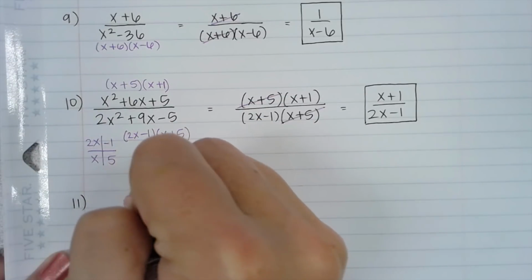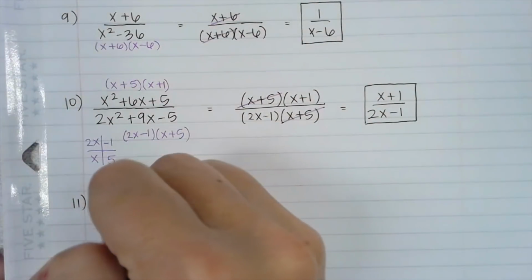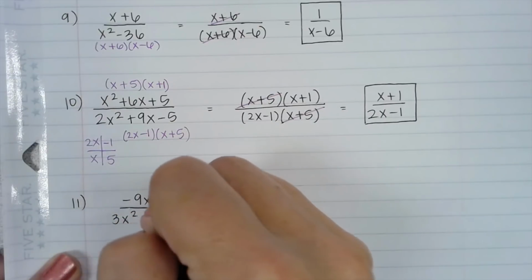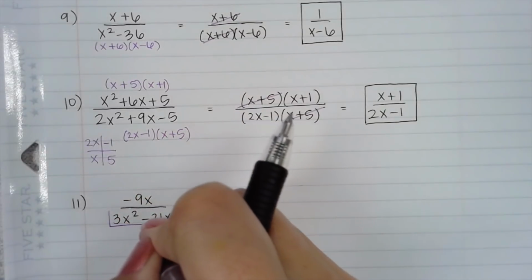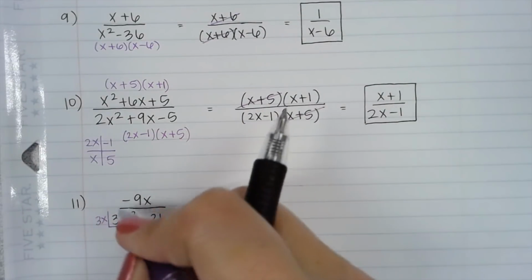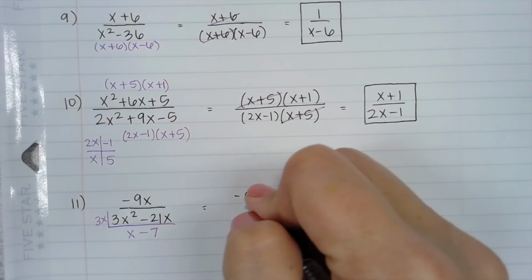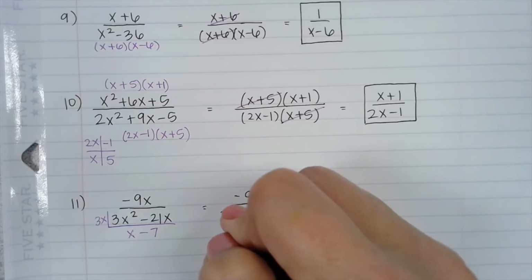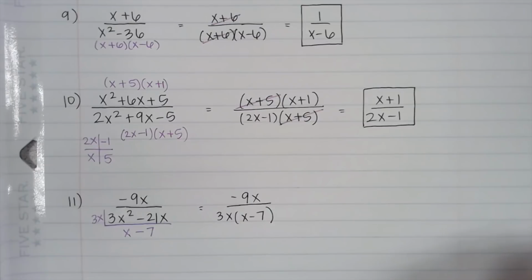And then here's 11. Negative 9x over 3x squared minus 21x. Again, it's really tempting to want to cross out the 9 with the 21 or cross out the 9 with the 3, but the bottom of this fraction isn't in factored form yet. So I need to factor out the GCF and then write this expression in factored form and then go about crossing off anything that can cross off.